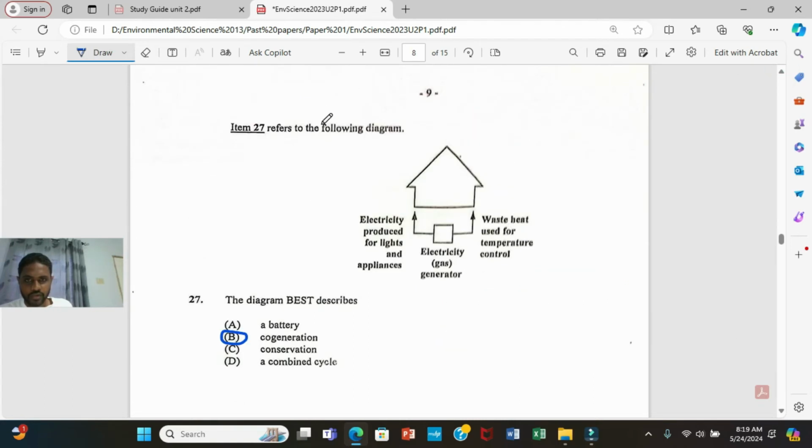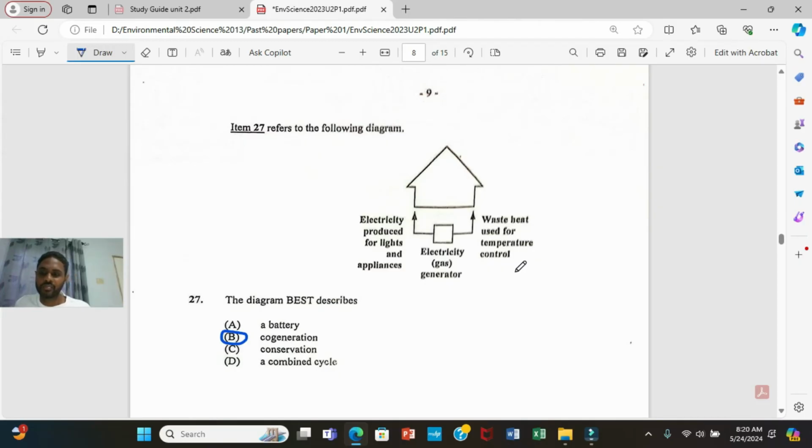Alright, item 27 refers to the following diagram. So normally when electricity is being produced with fossil fuel at the company, guys, a lot of heat is produced. Now that heat is not converted to electricity. That heat is wasted. So instead of wasting the heat, the company uses the heat to warm homes. Well, that's what the example is saying.